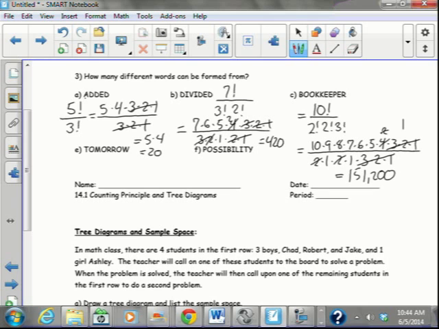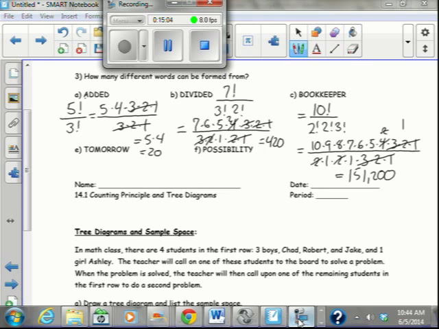Okay, so with permutations, the thing to keep in mind is that the order matters. All right, good luck with that.